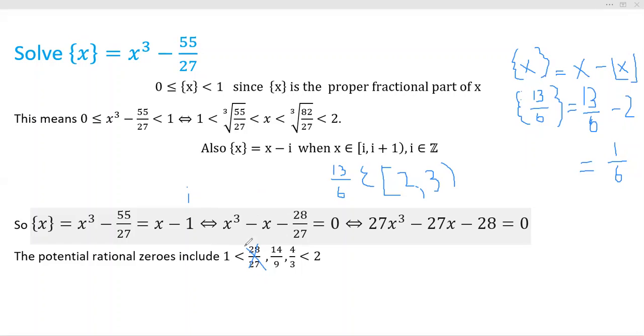Now, I checked 14 over 9, it didn't work. So let's check 4 over 3. The fractional part of 4/3 is equal to 1/3, right? 4/3 is 1 and 1/3, so its fractional part is 1/3. No doubt about that. Now let's check to see. And again, y'all, I tried 14 over 9, and I'm just not going to show that work. It didn't work out. It turns out that 4/3 does work out.